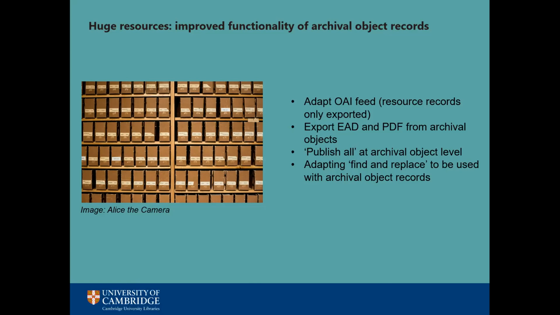And we added the ability to publish all at archival object level. That was a massive time saver for archivists working with big collections, because we migrated quite a lot of catalogues as unpublished, and we wanted to review them in sections and then publish them in sections too. And finally, we updated find and replace so that it could be used for archival object records too.